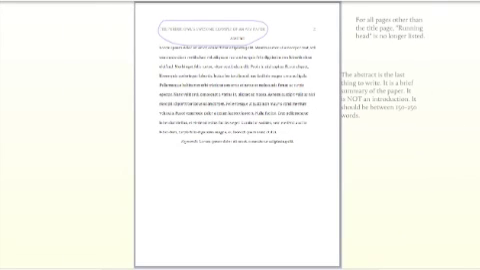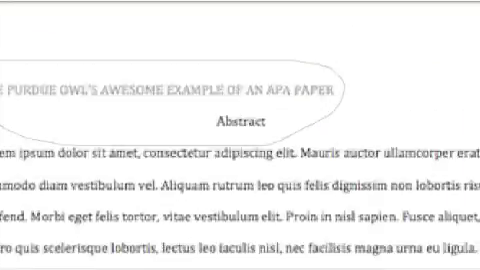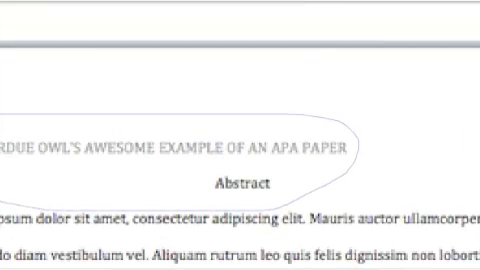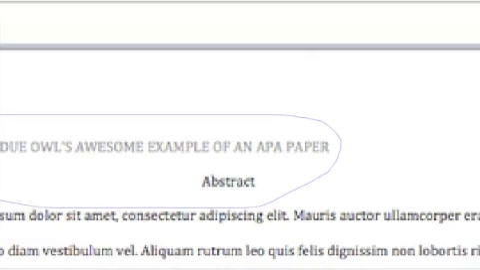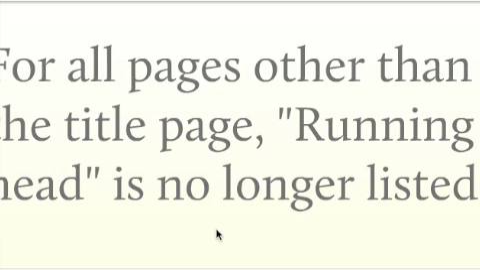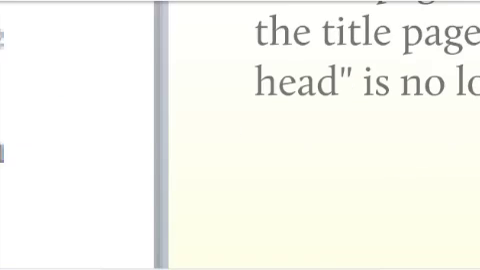The next thing is an abstract. There's no blank page. You go straight to the abstract. Now, notice about the header here. The words running head are no longer on there. Here's page. The page number is there. For all pages other than the title page, running head is no longer listed. The words running head only appear on the first page.